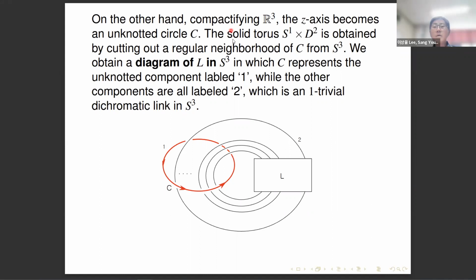On the other hand, compactifying the R3, the G-axis becomes unknotted circles, and the solid torus is obtained by cutting out a regular neighborhood of the component C from the 3-sphere. Then we obtain a diagram of L in S3, in which C represents an unknotted component labeled by 1, while the other components are all labeled 2.